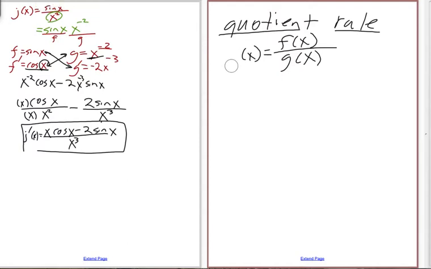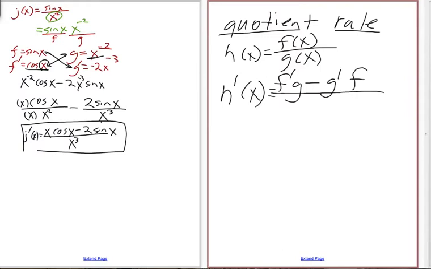What if? Let's call it h. Then h prime of x, the first derivative, is going to be, and the top part of this is going to look kind of like product rule, f prime g minus, because I've got quotient, g prime f, over g squared. Okay?